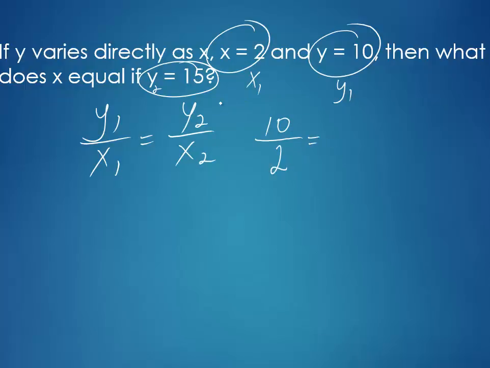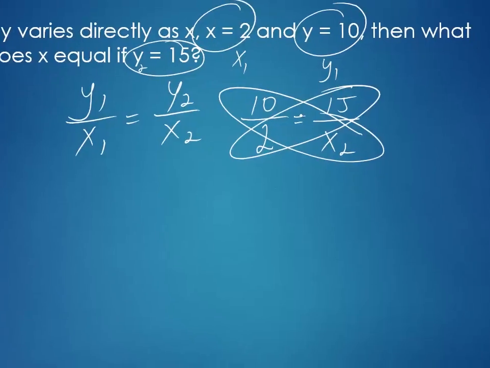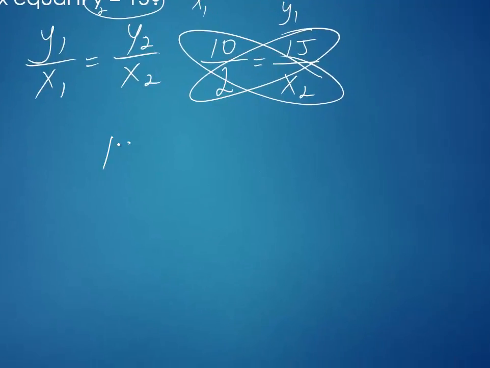equals y2, which we're given as 15, divided by x2, which we don't have, so just put x2. That means we're going to be solving for x2, because it's asking us, what does x equal? So in order to solve this, we need to cross multiply and solve. So we're going to have 15 times 2 equals 10 times x2.